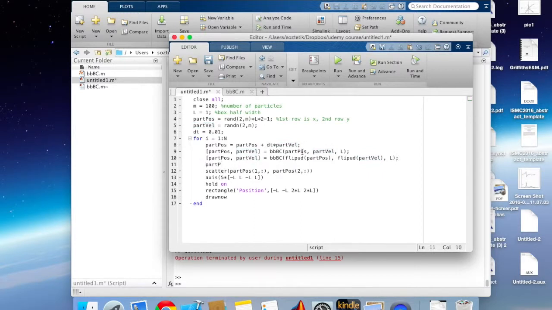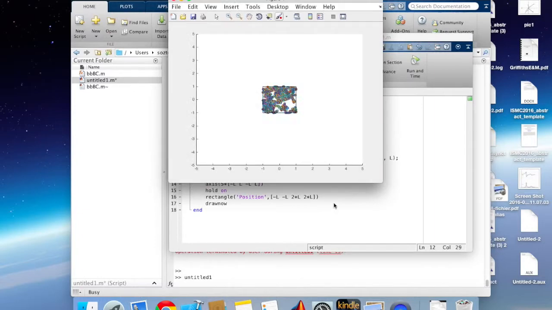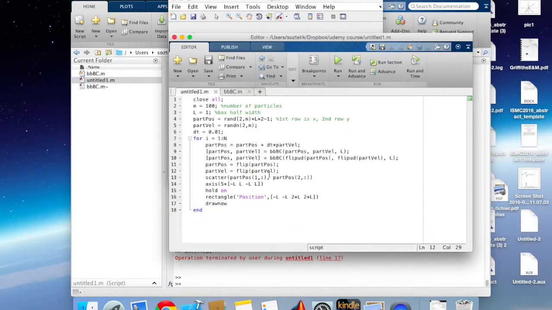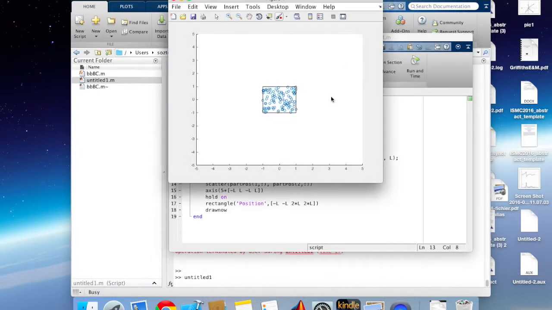Now we're just going to flip them again. Flip particle position and flip particle velocity. Let's see if it works. Had a nice clear figure. Okay, so this is how we impose bounce back boundary conditions.